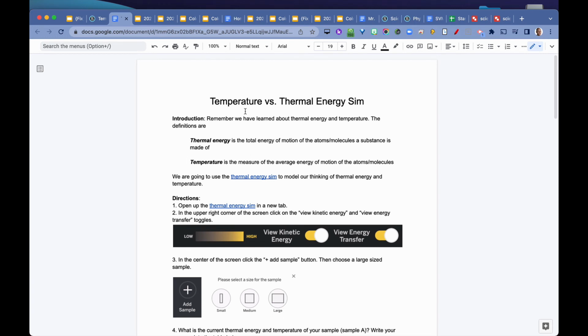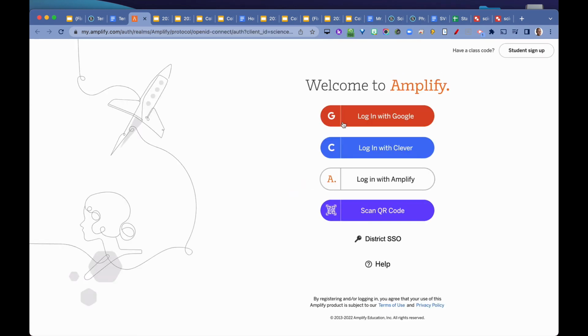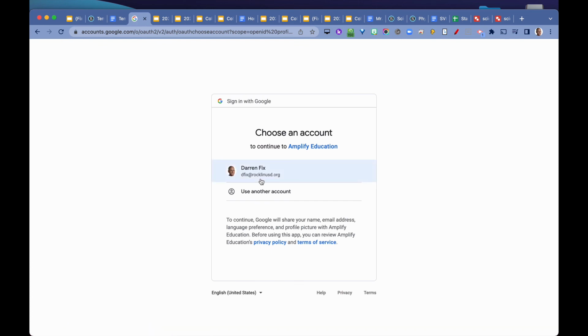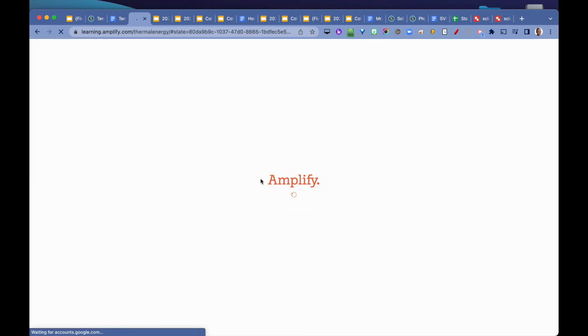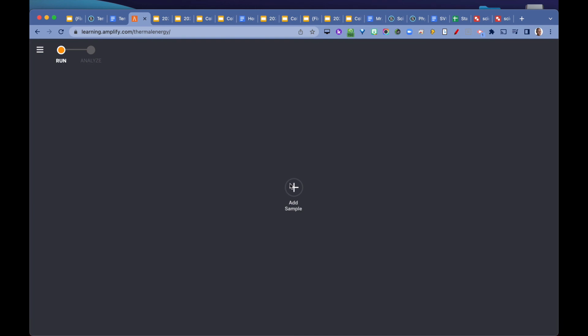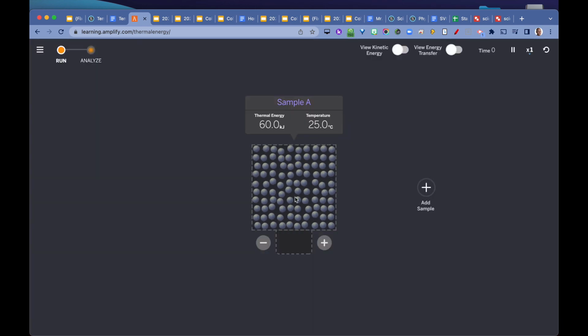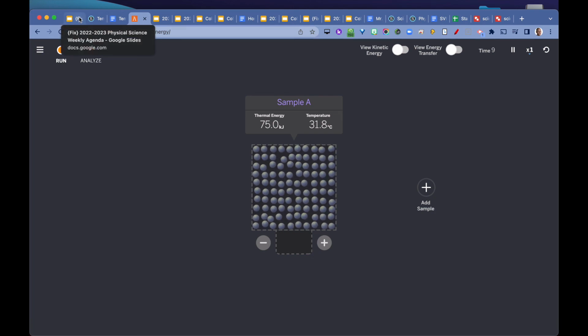So thermal energy is the total energy of motion of the atoms and molecules the substance is made of, whereas temperature is the measure of the average energy of the motion of the atoms and molecules. That's hard to understand with just those words. So we actually did an activity with the sim where we saw these molecules simulated and what happens to the energy of motion, the kinetic energy of these molecules, when different levels of thermal energy are applied to it. And we saw thermal energy levels and temperature levels and what happens with them. We turned it in today, and then on Monday we're going to go over it.